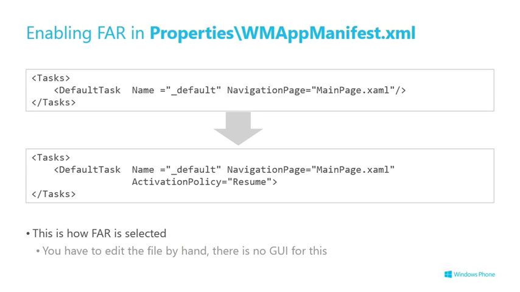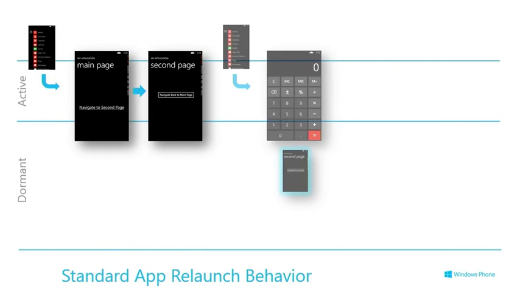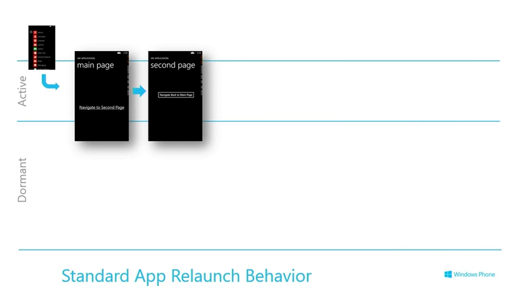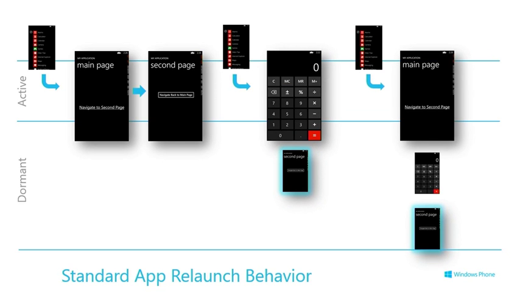So that's what we do. We just simply change that default task to enable the FAR behavior. And I've got a diagram. Oh, what happened there? It went a bit wrong. There we go. I've got key bounce on my thing. So here we go. We've launched our app. We're on main page. We're on second page, and this is the standard app relaunch behavior.